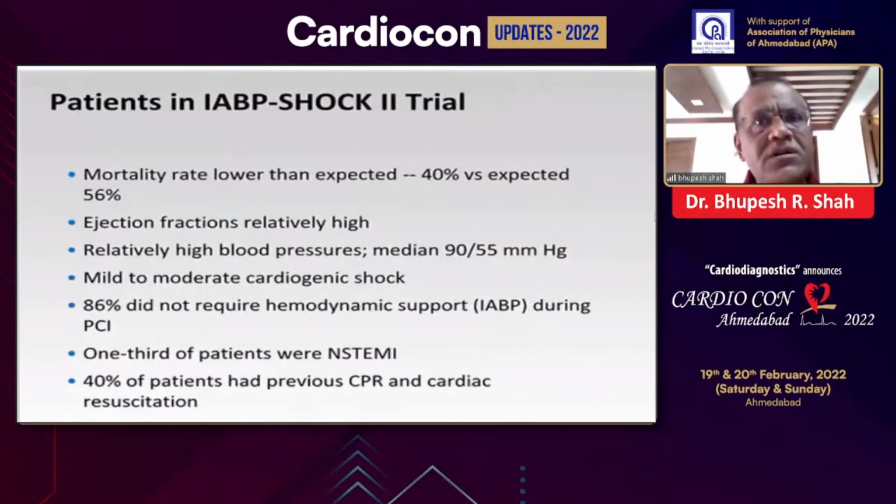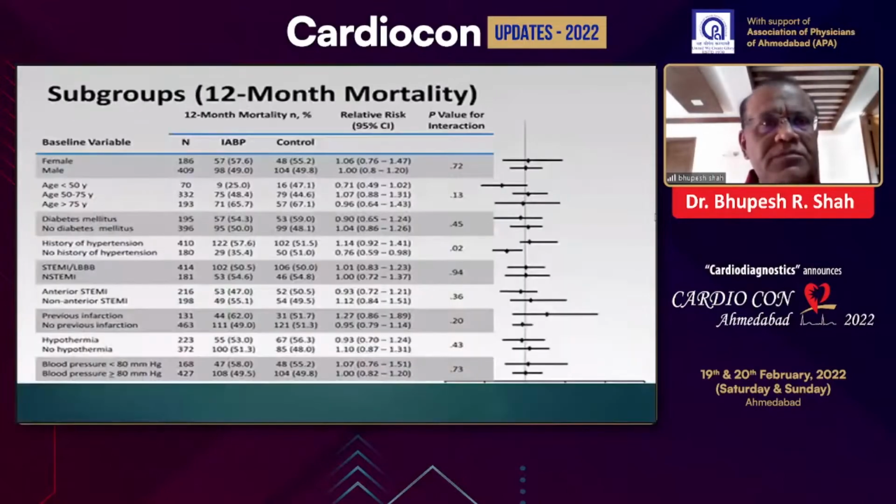And in the IABP-SHOCK II trial, we know that mortality was lower than expected. Ejection fraction was a little high in that case, but in 86% of the cases, we can see the majority of the IABP implantations were done after the intervention was over. This is very, very important. Of course, there were certain data on pre-intervention and after intervention, but in the majority of the patients, IABP was implanted later on. But this is a subgroup analysis.